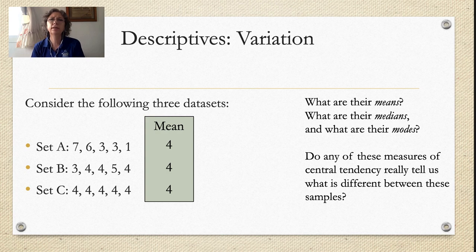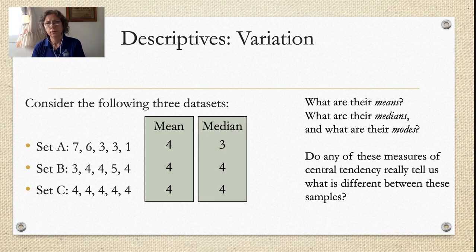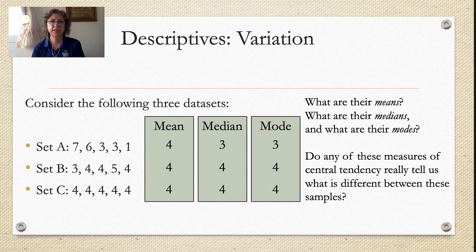Well, then how about the medians? Well, the median, the middle occurring number in set A is 3, the middle occurring number in set B is 4, and in set C is also 4. Okay, then what are their modes, the most often occurring number? Well, in set A, the most often occurring number is 3. Set B has a mode of 4, and set C has a mode of 4.